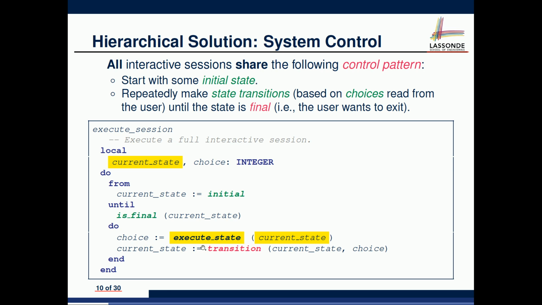And notice that the executeState function here takes current state as an integer. Notice that, okay? That will indicate something that could potentially be a flaw in the design. We're going to criticize that. Get prepared for that. Okay, so that's the top level here.